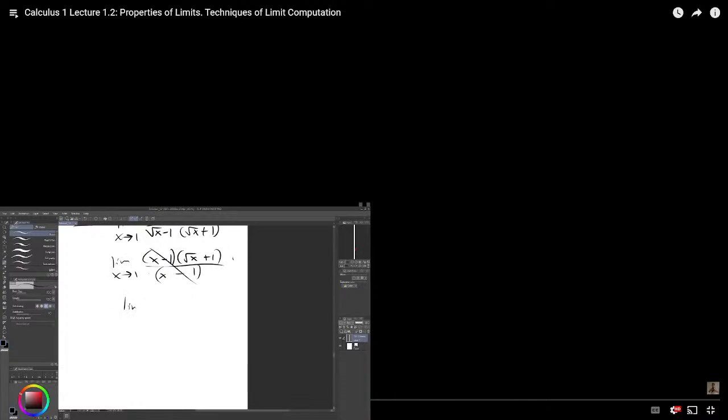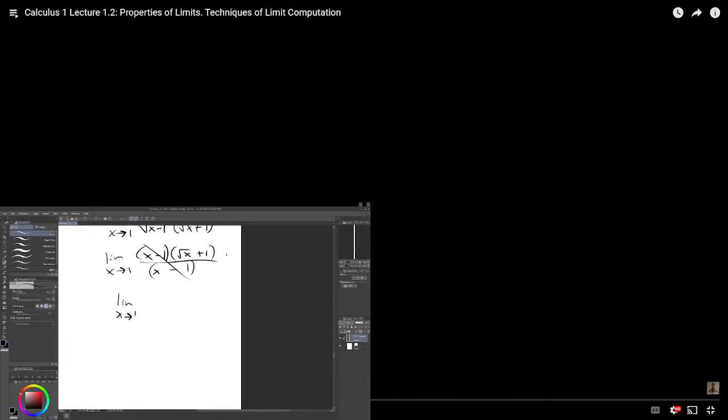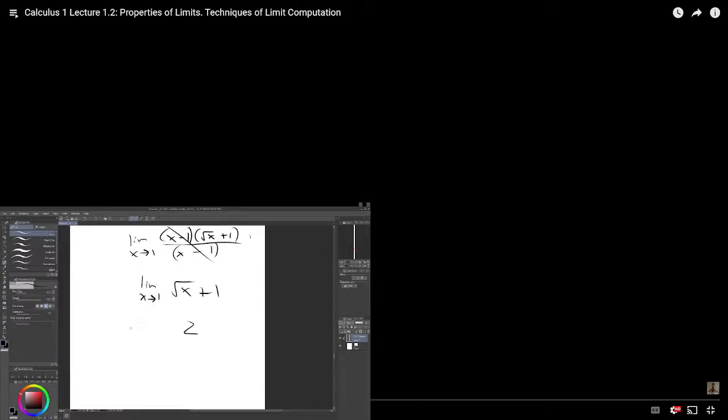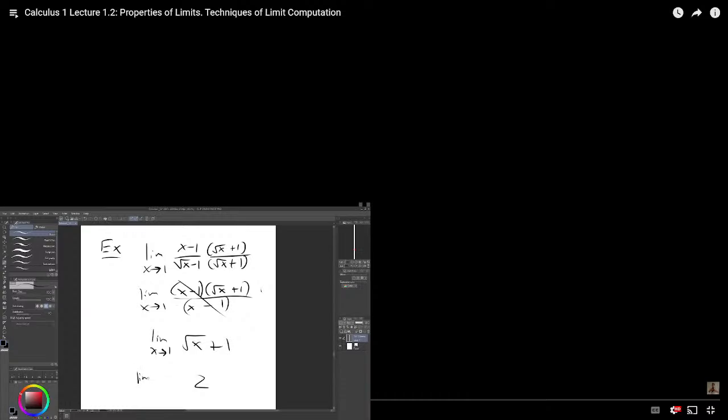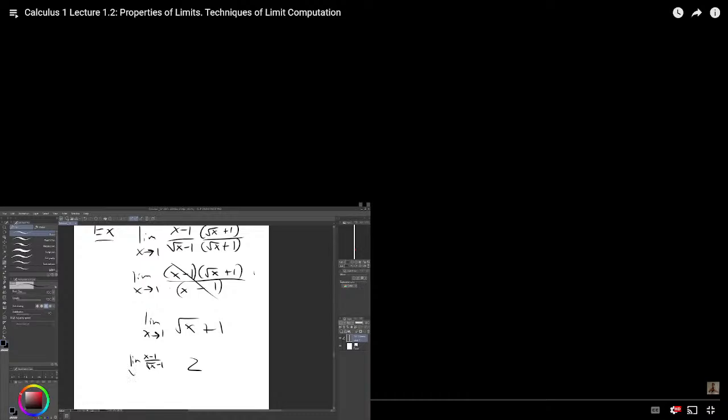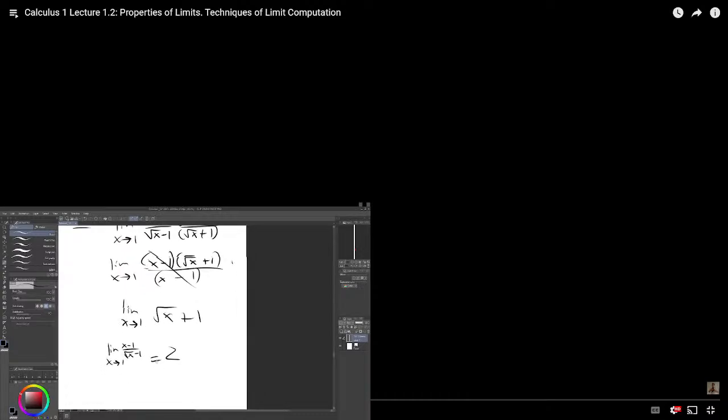Cancel out. Square root of x plus 1. 1 plus 1, 2. So the limit of x minus 1 over square root of x minus 1, as x approaches 1, is 2.